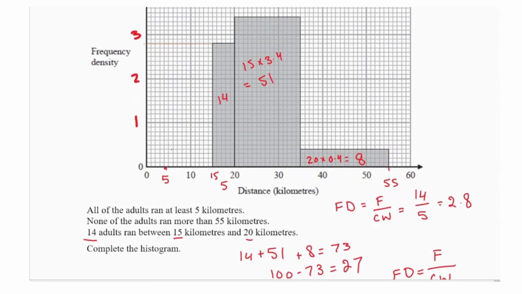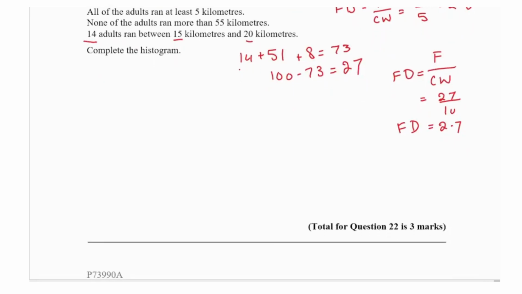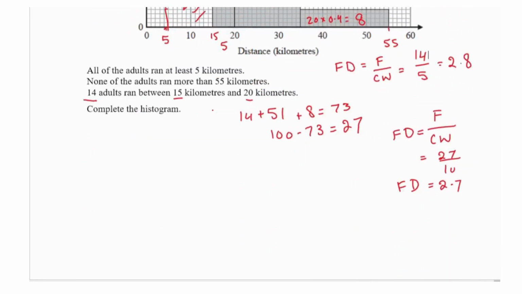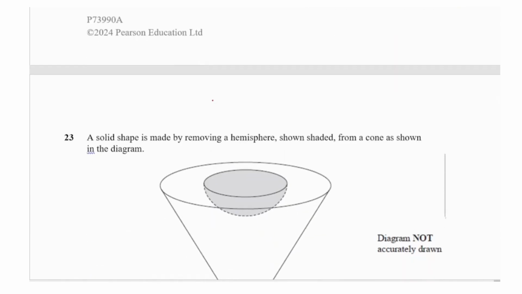This is 8, so we need to go up to, let's say this is 5. We're going to draw a straight line from there to there. So this is 2.7, but you're going to use a ruler in the exam. So this is our 27 people, and we have completed our histogram. How many marks is this question? This is a 3 mark question. If you have any question, don't forget to put it in the comment section. I will try to elaborate again.